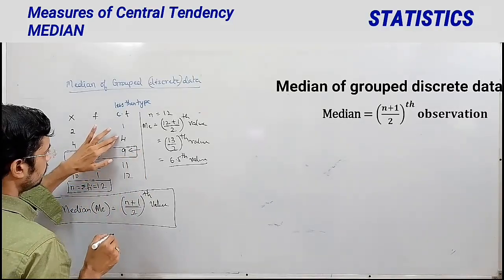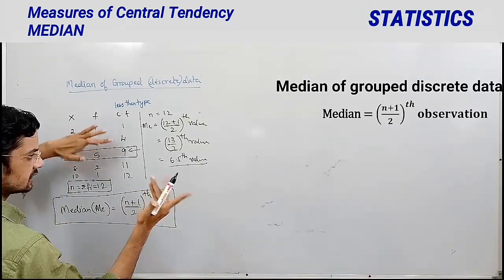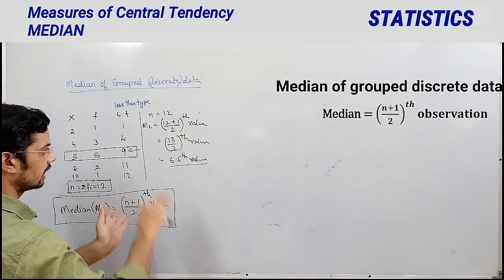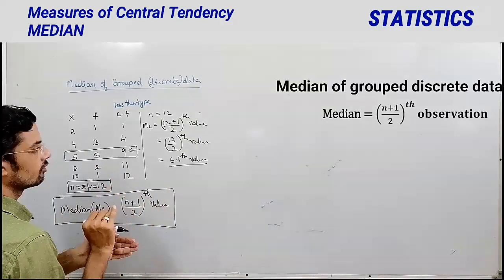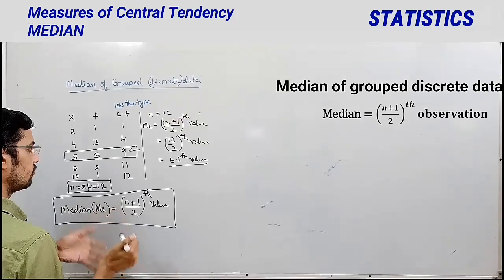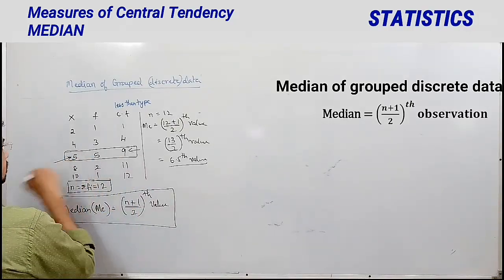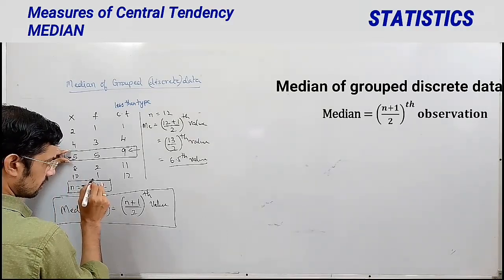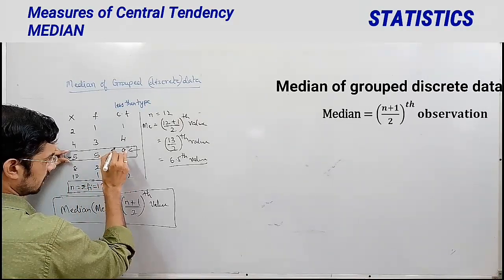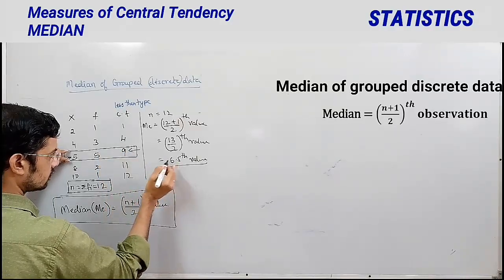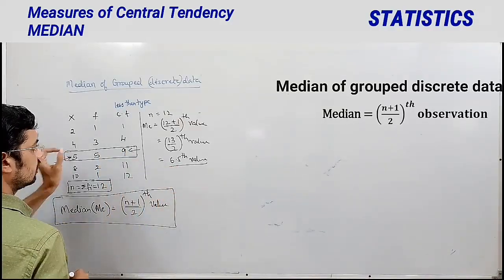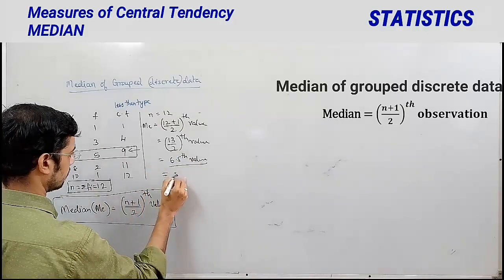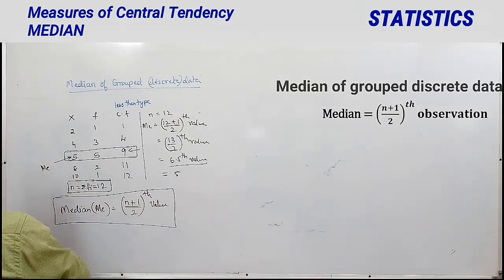We know that the 5th, 6th, 7th, 8th and 9th observations are all 5s. So the 6th and the 7th observations will also be 5. Therefore the value of x corresponding to a cumulative frequency which is slightly higher or equal to this value will be called the median. So the 6.5th value will be 5. Therefore this is the median.